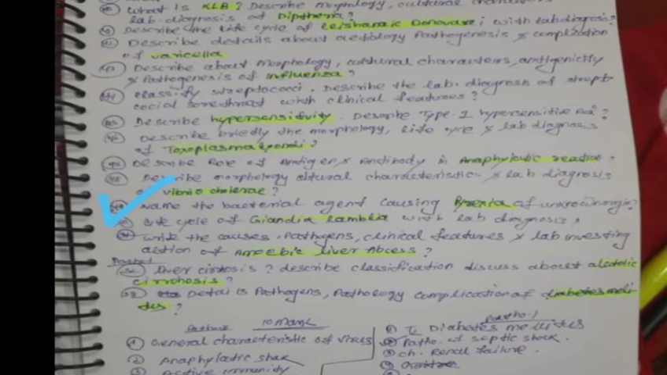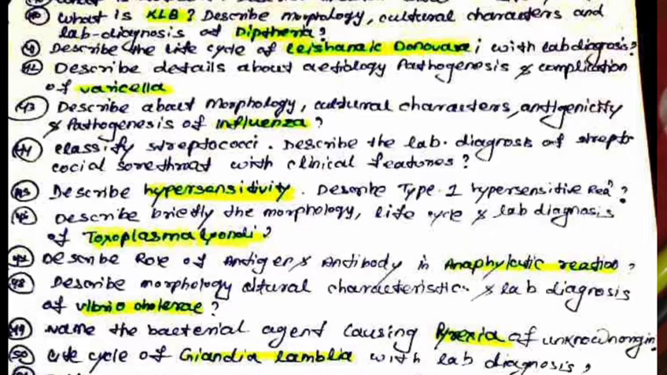First, this is the paper in which I wrote all those questions which are important and come up often every year in your exam, and also in your vivas and your upcoming university competitive exam. You can see that is KLB. What is KLB? KLB comes from diphtheria. Describe the morphology, cultural characteristics and lab diagnosis of diphtheria. This is the first question we will discuss.